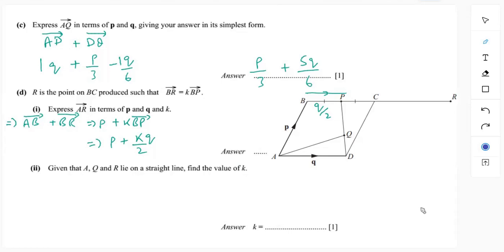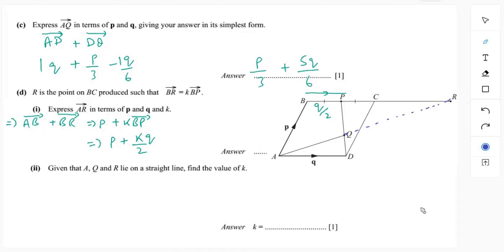अब मैं आपको क्या बताया था? A, Q and R lie on the same straight line. यानी अगर मैं इसको extend कर दूं तो इस तरह से, they are all in the same straight line, right? वो एक ही लाइन के ऊपर lie करते हैं.